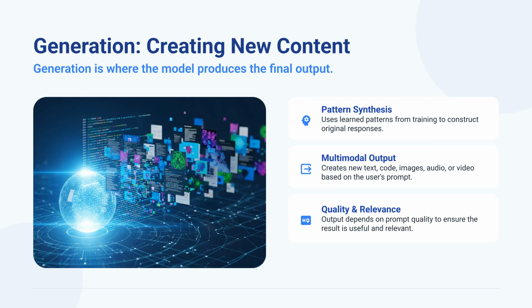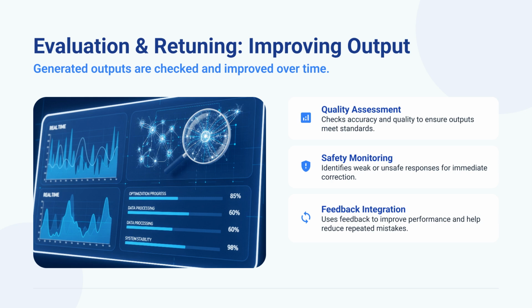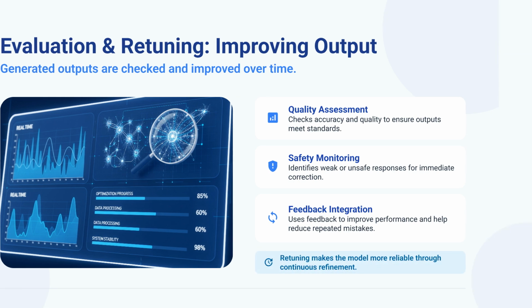Generation is the creation of new content. It involves pattern synthesis and multimodal output. Output quality depends on the prompt to ensure the result is relevant. Generation is the culmination of the AI's training and instruction. Evaluation and retuning improve the output over time. This includes quality assessment, safety monitoring, and feedback integration. Retuning makes the model more reliable through continuous refinement.